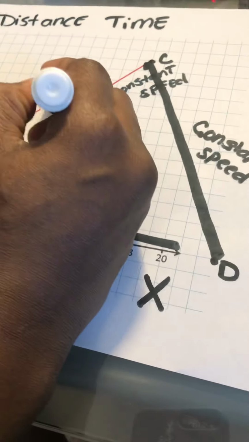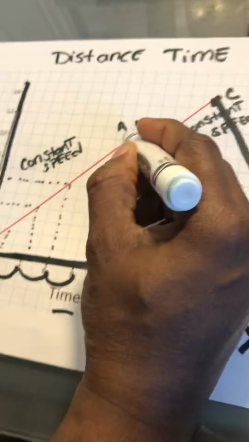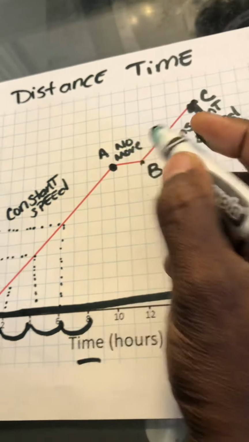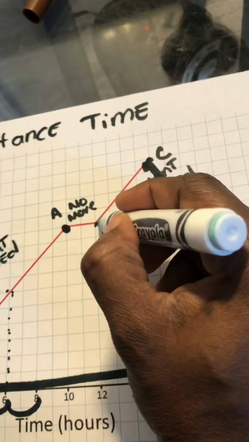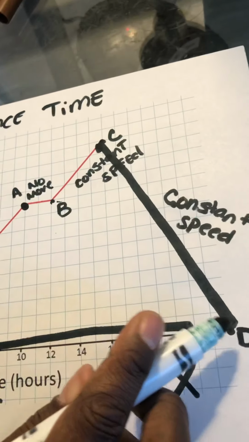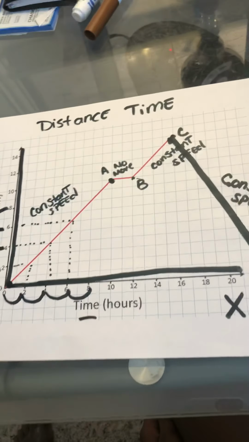So constant speed from point of origin to point A, no movement from point A to point B, constant speed from point B to point C, constant speed from point C to point D. That's a distance time graph.